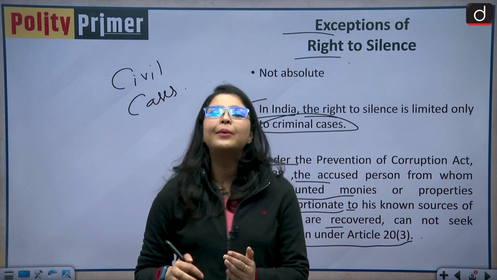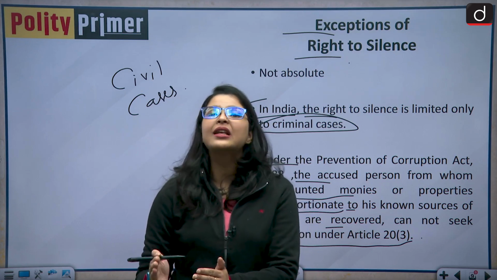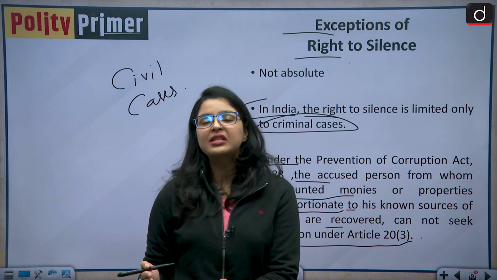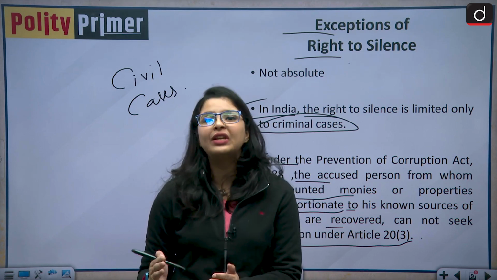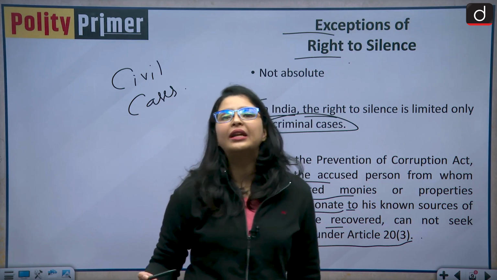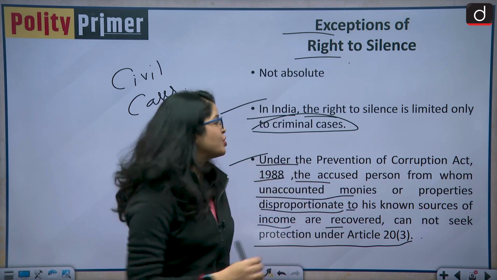Moreover, if the crime committed has been against national security of India, integrity of India and other such cases, and which is very grave in nature, then also you cannot claim your protection under Article 20 clause 3. You cannot claim your right to silence.